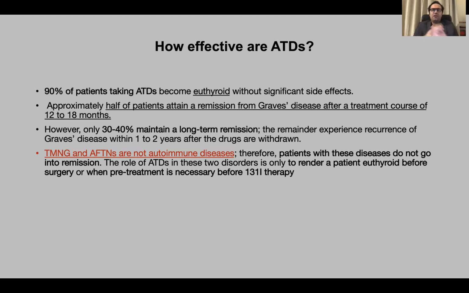Now, toxic multinodular goiter and toxic adenoma, which is the autonomously functioning thyroid nodule, are not autoimmune. They are autonomously secreting thyroid hormone. So with the ATDs, the patients will not go into remission. It will just maintain them. We have to maintain them on a dose. And if we stop, we know that 100% of them will recur. So what's the best way to go? We have to render them euthyroid and then go to the definitive therapy, that is the surgery or radioactive iodine therapy, depending on how big the nodules are.